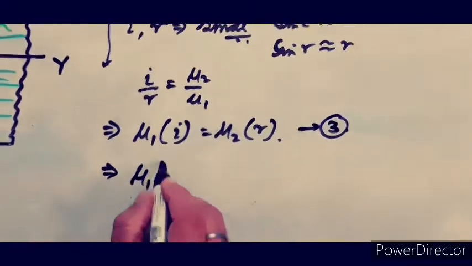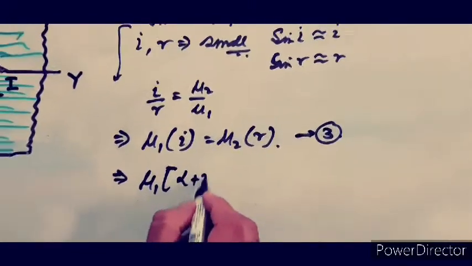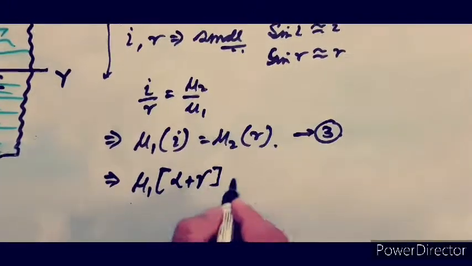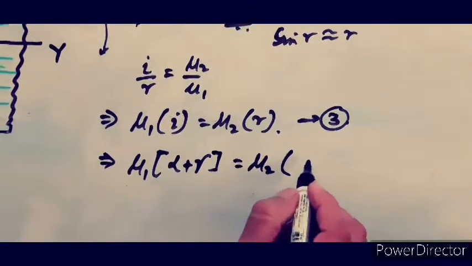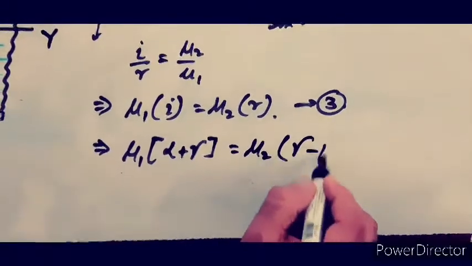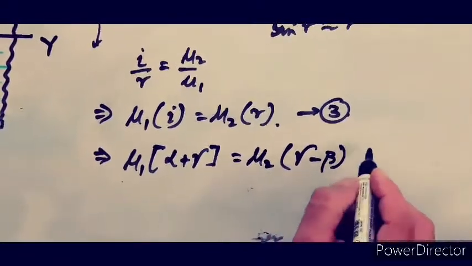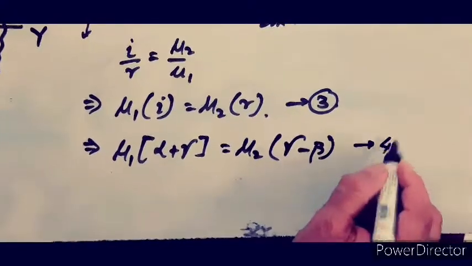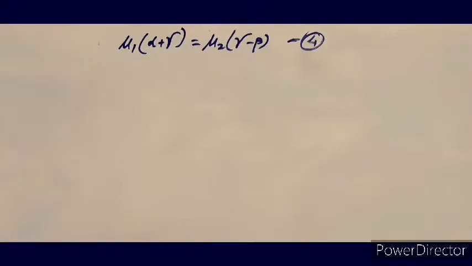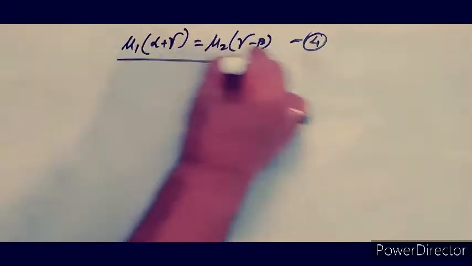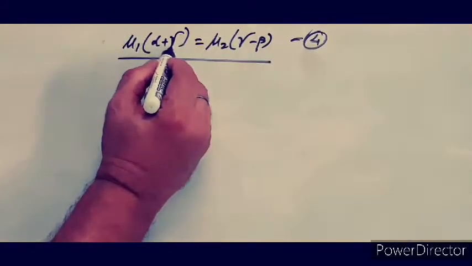Now put the value of i and r. Mu1, the value of i is alpha plus gamma, and the value of r is gamma minus beta. Right? Now in this equation we have to find the value of alpha, gamma and beta. Just see the diagram.